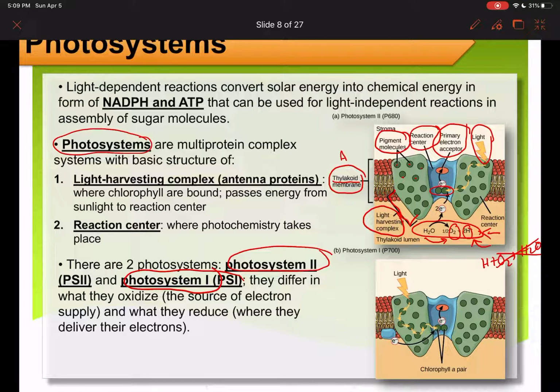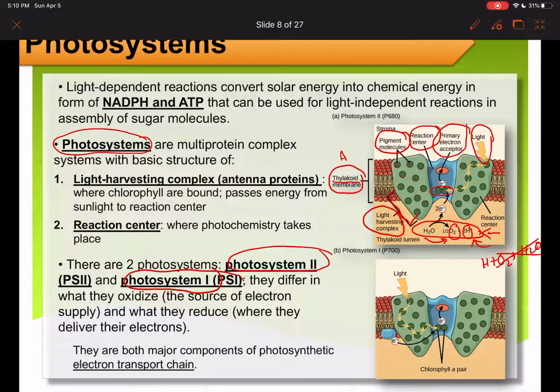We'll see what happens for light-dependent reactions with these 2 different photosystems in a bit, and they differ in what they oxidize and what they reduce as well. I will emphasize what they oxidize and what each of those reduce, because you will have to know that for the exam.